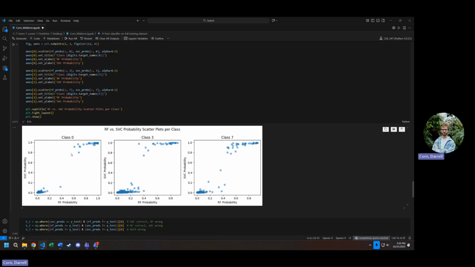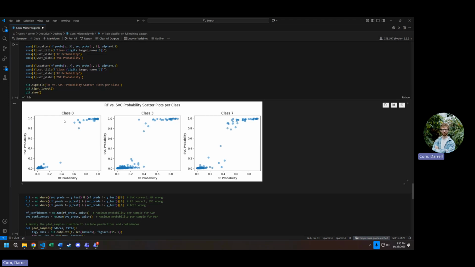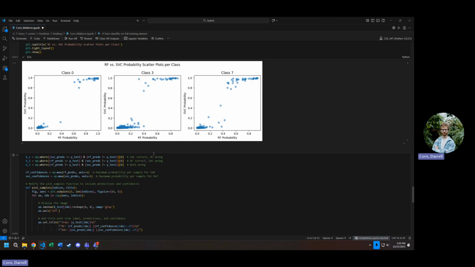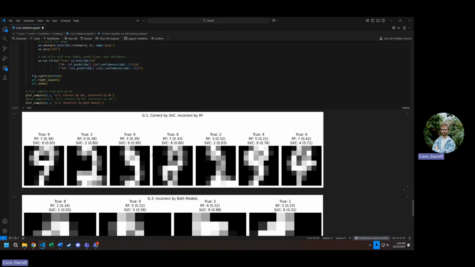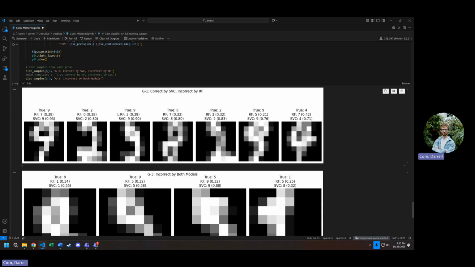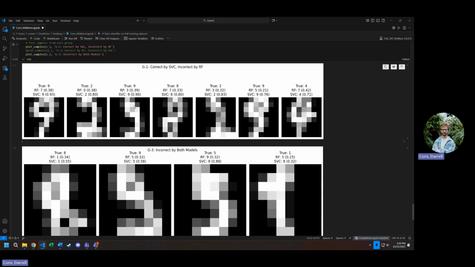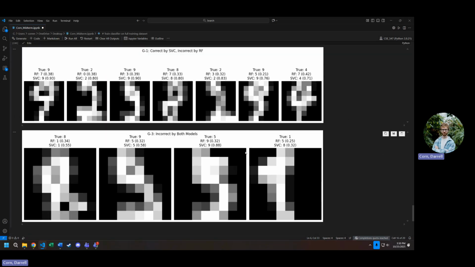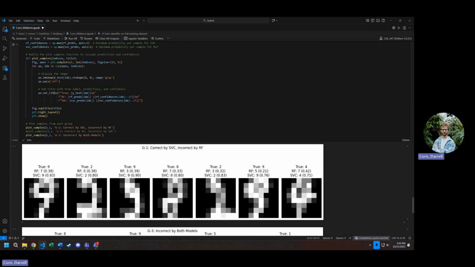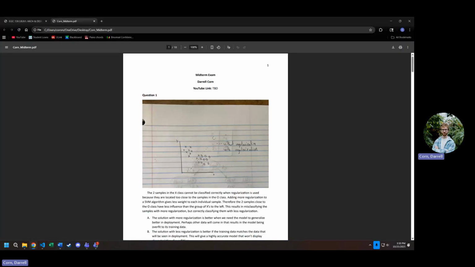Here are the probability scatter plots for classes 0, 3, and 7. And then finally, we look at the group 1, 2, and 3s for the different probabilities. So now that we've got all of that, let's talk about these homework answers.